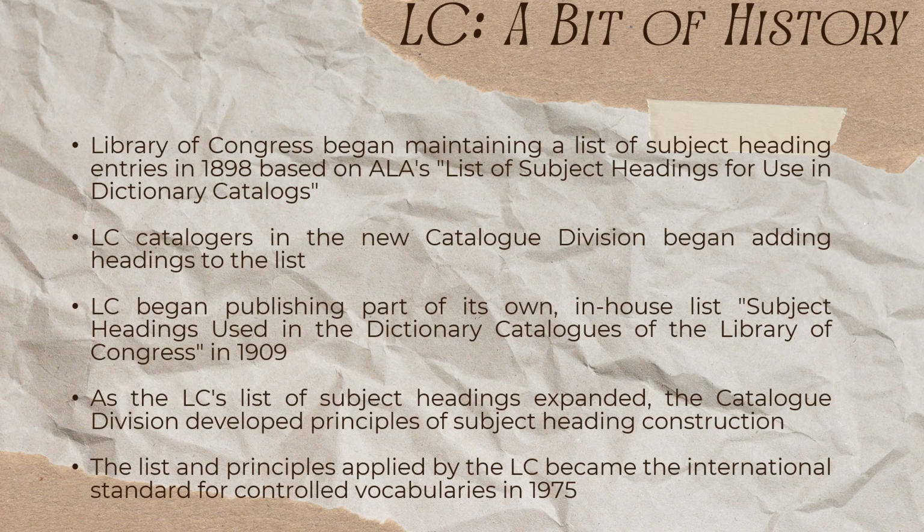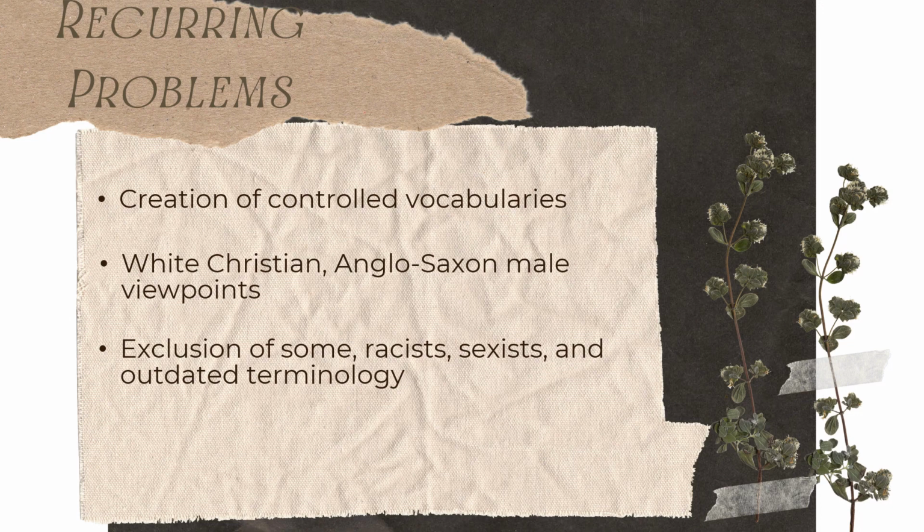As the Library of Congress list of subject headings expanded, the Catalog Division developed principles of subject heading construction for use by its own staff. The list and principles applied by the Library of Congress became the international standard for controlled vocabularies, and the list was renamed the Library of Congress Subject Headings in 1975.